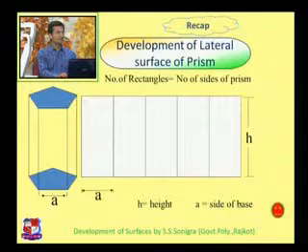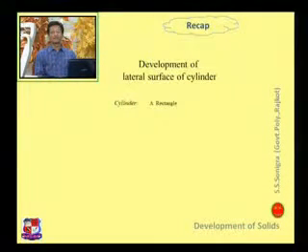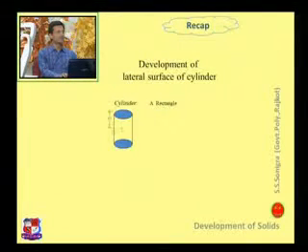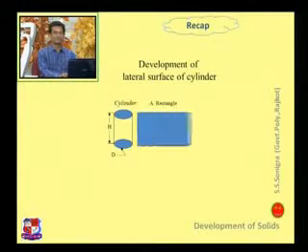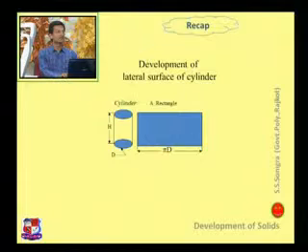Now second is the development of lateral surface of a cylinder, as we discussed over here. The development of a cylinder would be a rectangle. As we know, the specification of a cylinder is diameter d and height h. It is specified by these two parameters. And the development would be a rectangle with width equal to the periphery of the cylinder, that is pi into d.